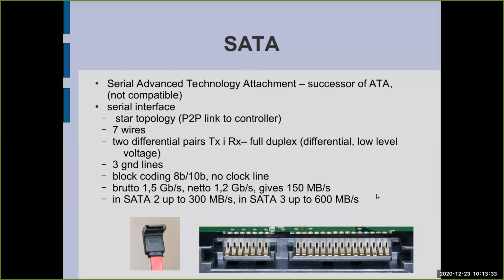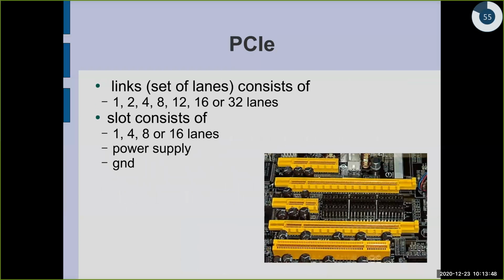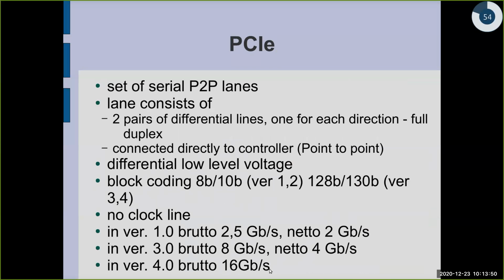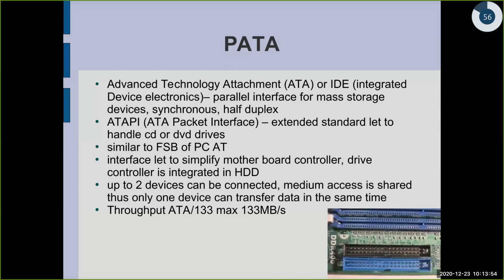Okay, here you can see the throughput for a particular version of serial ATA. So it lets us stream up to 600 megabytes per second. In case of PCI Express, it was 16 gigabits brutto. Okay, it's about 2 or a little bit less gigabytes per second.